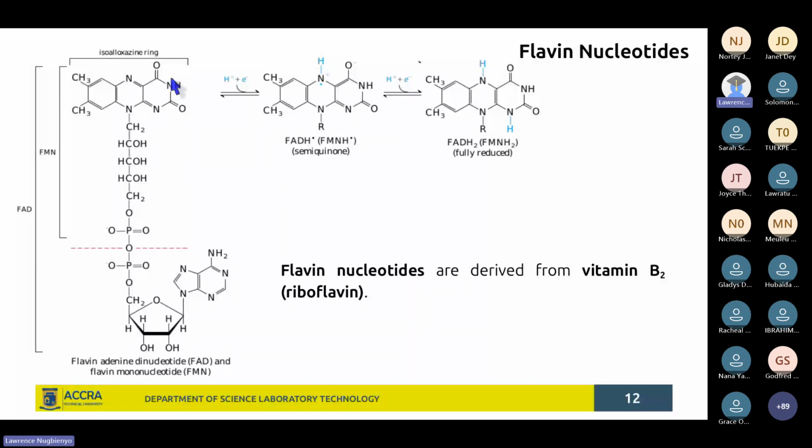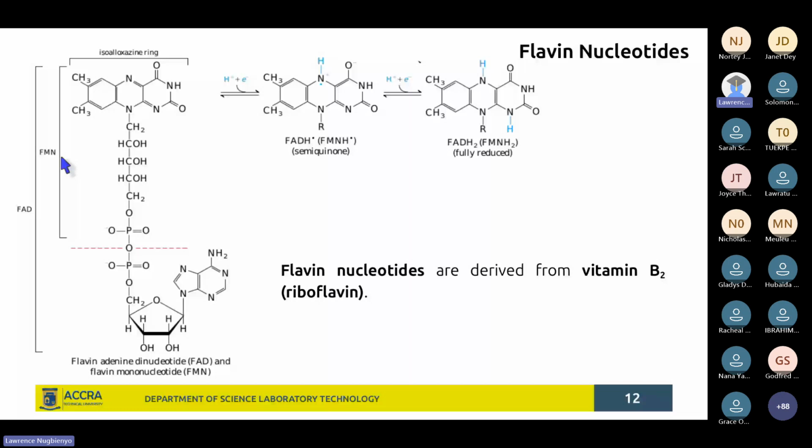So that is also like a nitrogenous base. In place of these bases which you have been seeing before, you now have that isoalloxazine ring. And because there's only one phosphate group there, you have that as a mononucleotide. FMN only means flavin mononucleotide.